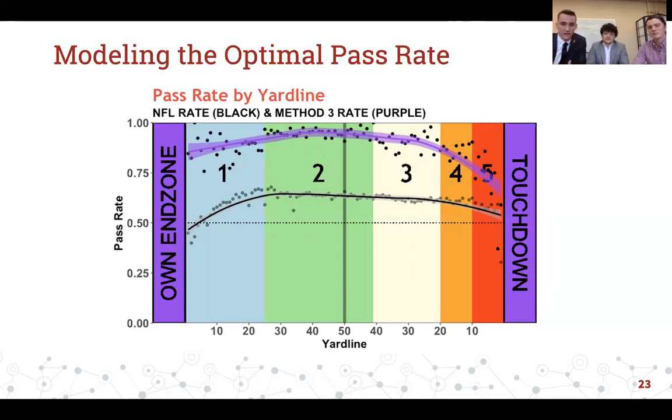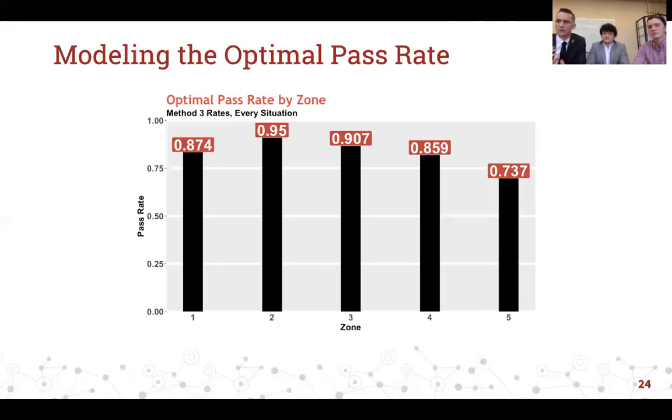So as we can see here, even in zone 2, when the current NFL is at its highest pass rate, it almost never exceeds 0.75, whereas our simulation would prescribe pass rates even above 90% in the open field before field goal range. This shows a little bit more of the quantitative view of the graph that you just saw.